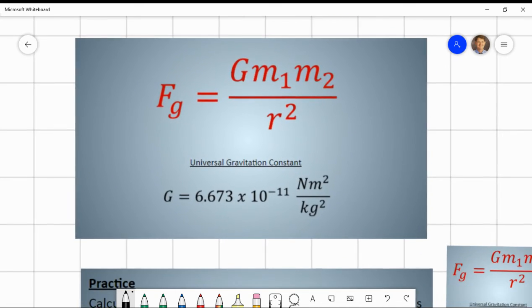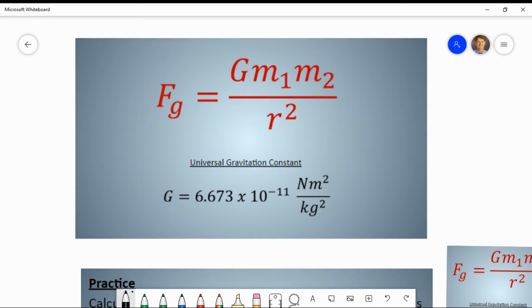So you pull on the Earth, the Earth pulls on you. It's a force pair. The reason that you don't pull the Earth up into the air is because you are way too small to do that. All right.